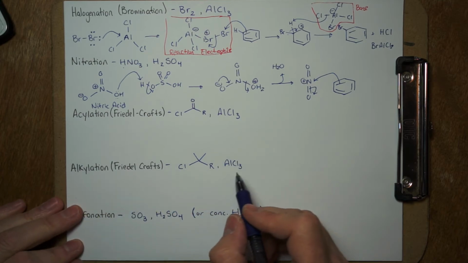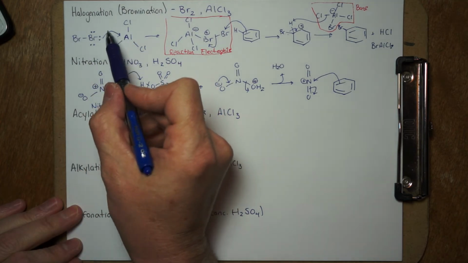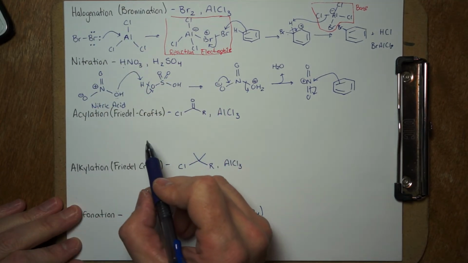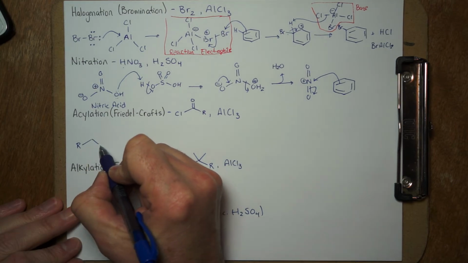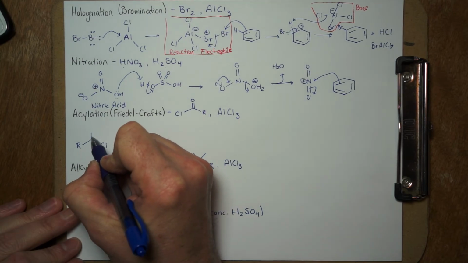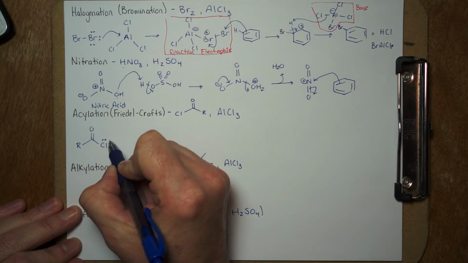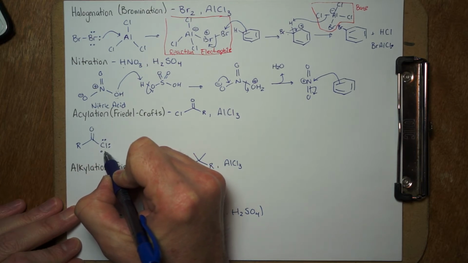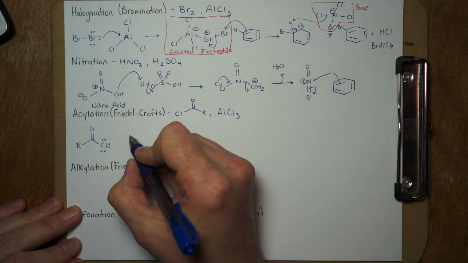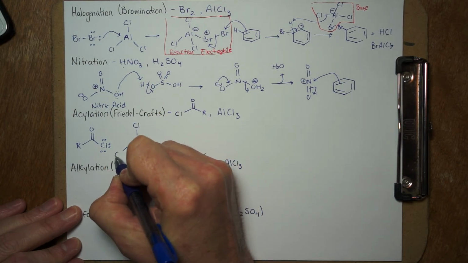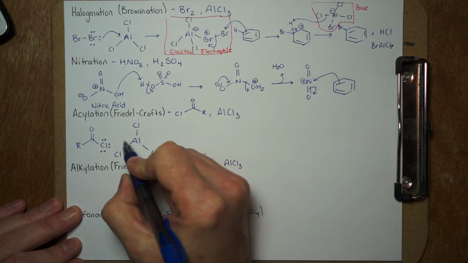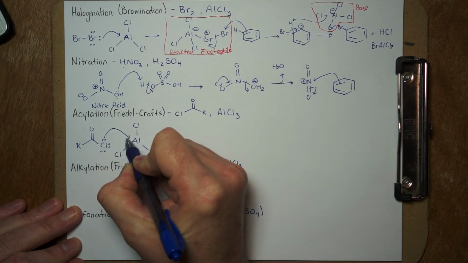All right, so this mechanism is going to start similarly to the halogenation mechanism we drew above. All right, so we're going to take our acid chloride. Remember, 3 pairs of electrons on chlorine, and our aluminum chloride. The acid chloride will add to the aluminum chloride.